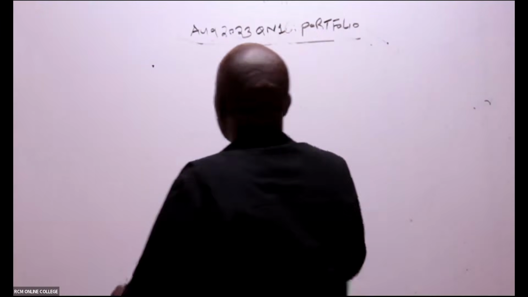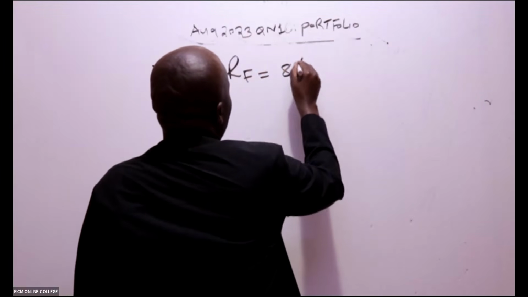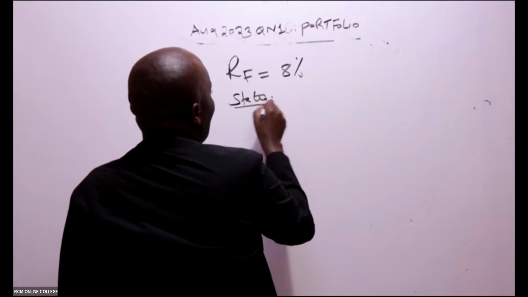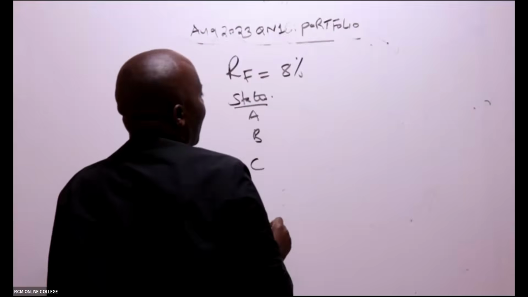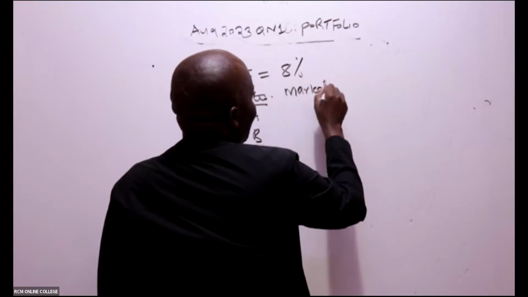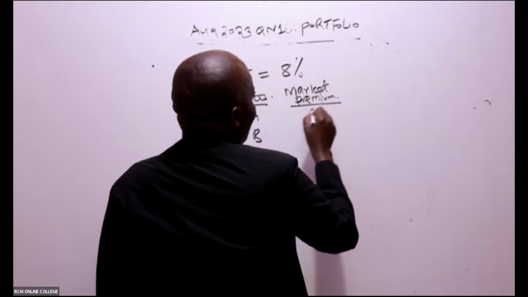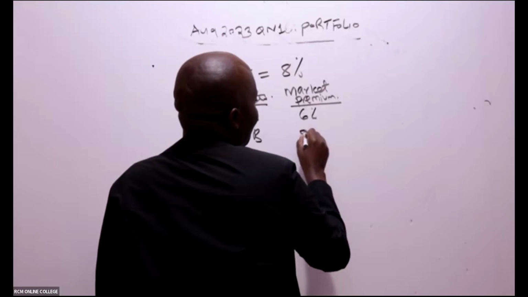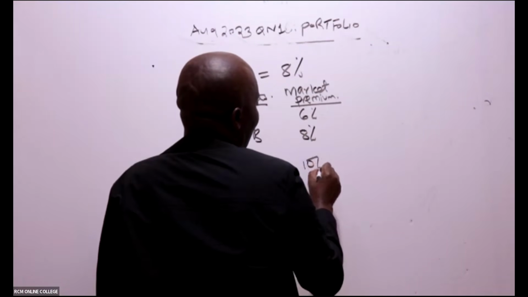So they give us risk-free. They tell us risk-free is 8%. But now they have given us 3 states: state A, B, C. And then they give us the market premium. This is 6%, this is 8% as well, just like this one here, and then we have 10%.